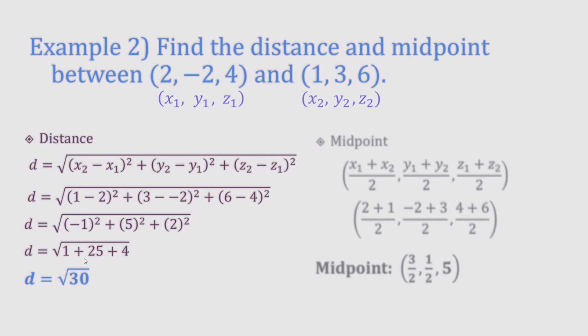For our midpoint formula, again, we're just going to substitute the numbers for x1, x2, y1, y2, z1, z2 into our formula, and then simplify. So x1 is 2 plus x2 is 1. y1 is negative 2 plus y2 is 3. z1 is 4 plus z2 is 6. Well, 2 plus 1 is 3, 3 over 2 is 3 halves. Negative 2 plus 3 is 1, over 2 is 1 half. 4 plus 6 is 10, and 10 divided by 2 gives us 5. So the point (3/2, 1/2, 5) is our midpoint.